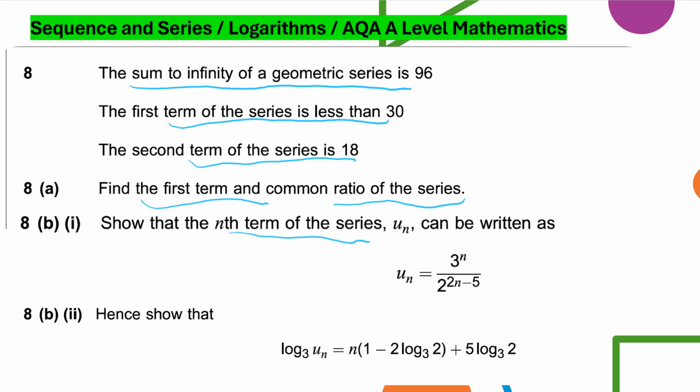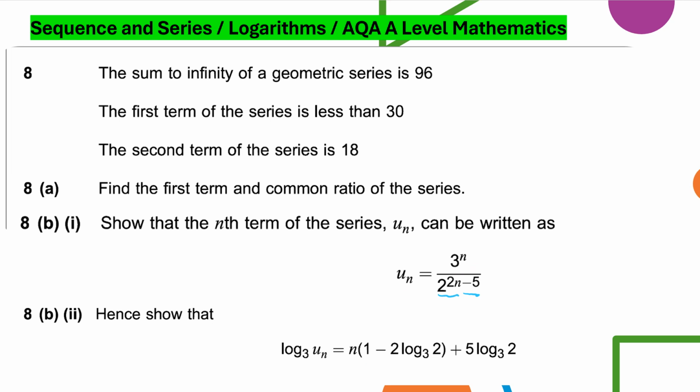the nth term of the series, un, can be written as un equals 3 to the power n divided by 2 to the power 2n minus 5, and hence show that log to the base 3 of un equals n times (1 minus 2 log to the base 3 of 2) plus 5 log to the base 3 of 2.